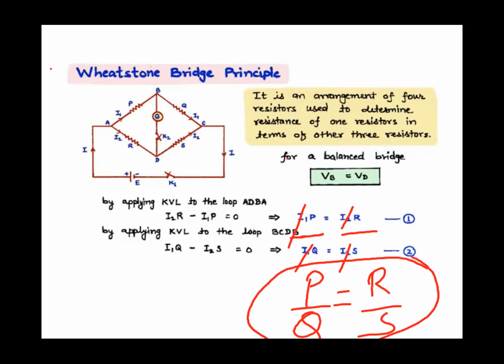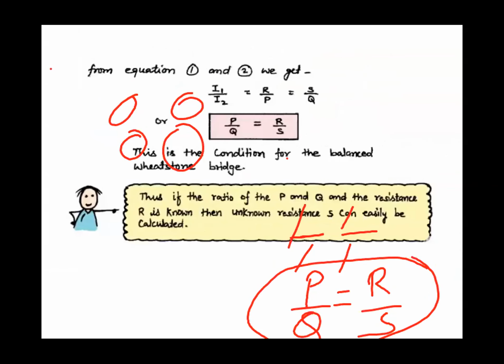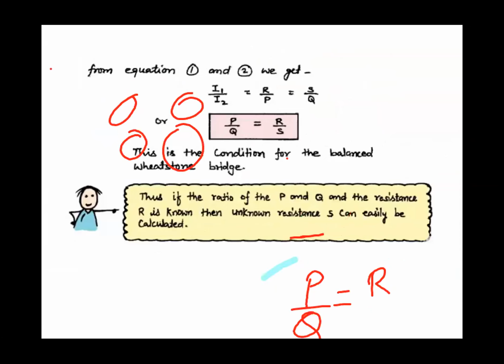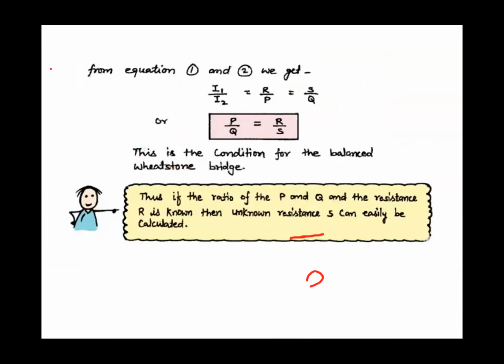ऐसा P upon Q equals R by S. P is resistor. यहाँ पे देखो है ना. R is resistor, Q is resistor, S is resistor. जब उनकी ratio values are equal, at that point the galvanometer reading is 0 and the bridge is said to be balanced. So here we can see it, right? P by Q equals R by S. This is the condition for the balanced Wheatstone bridge.